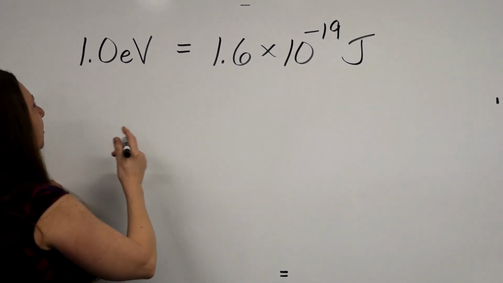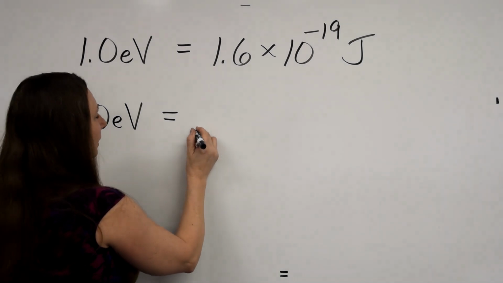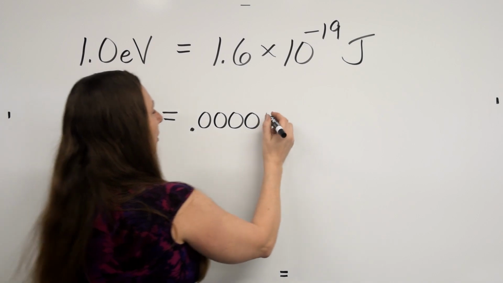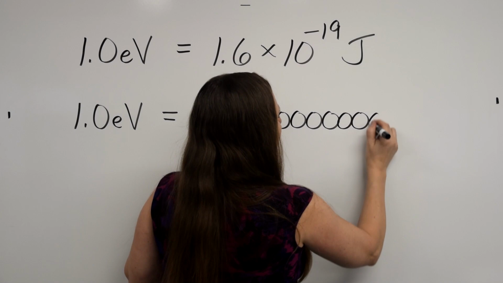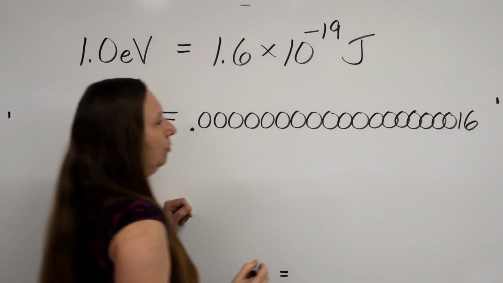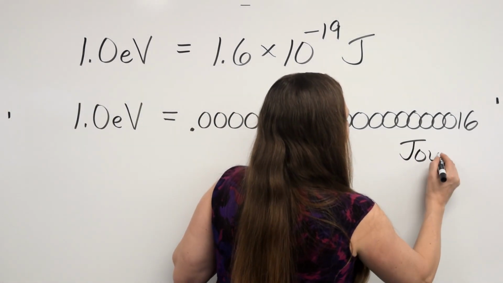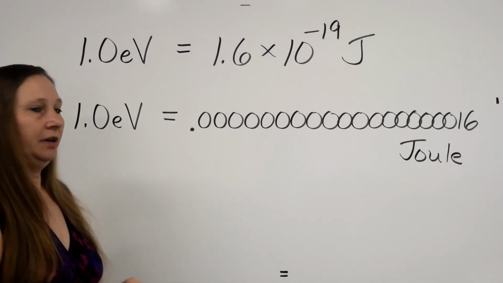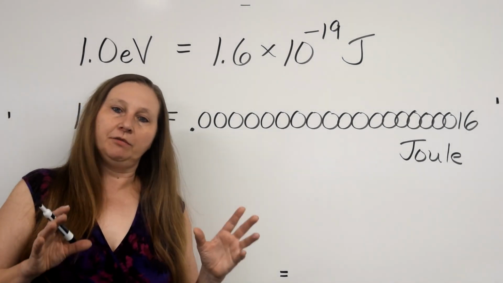So what would that be in decimal form? Well, in decimal form, 1 electron volt would be equal to 0.0000, that's 4, 5, 6, 7, 8, 9, 10, 11, 12, 13, 14, 15, 16, 17, 18, oh my goodness, almost running off the board there. Okay, so 1 electron volt is equal to a tiny, tiny fraction of a joule. An electron volt is very, very small.